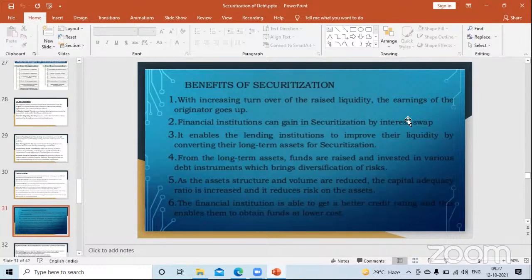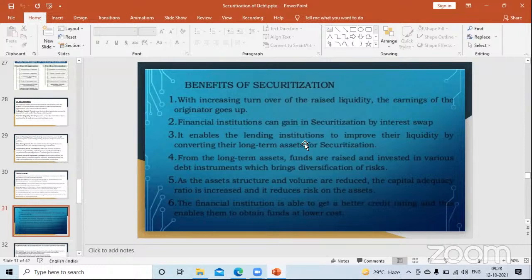So if you have a swap, in derivatives you have studied swap. Suppose fluctuating interest rates are there and fixed interest rates are there. So the one who carries fixed interest rates and the one who carries fluctuating interest rates, they both can have a swapping between each other. So in this process, somebody will gain. Somebody will make profits if they are entering into the process of interest swaps. So this process is involved in securitization also.